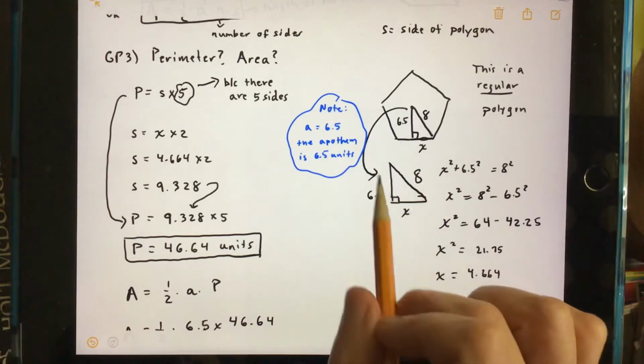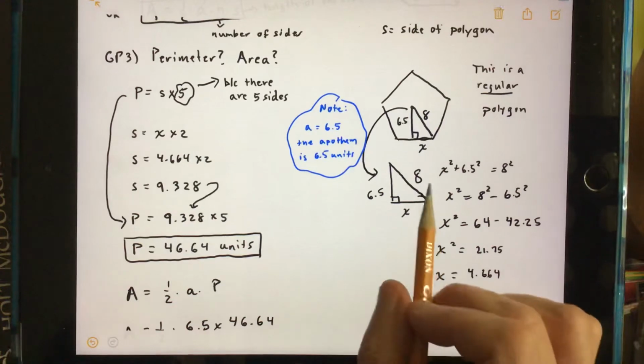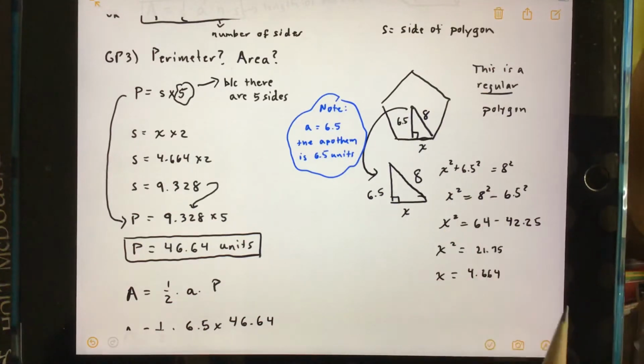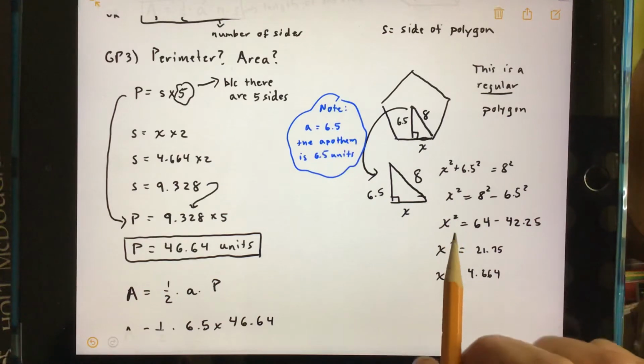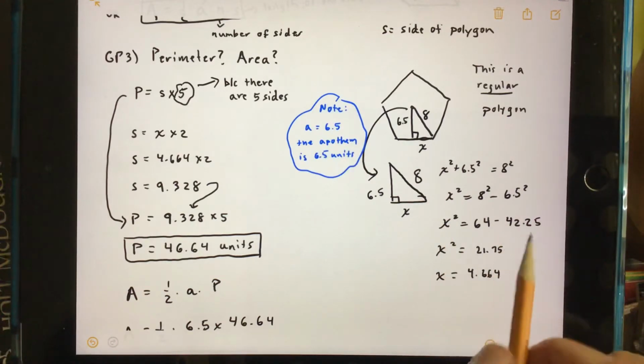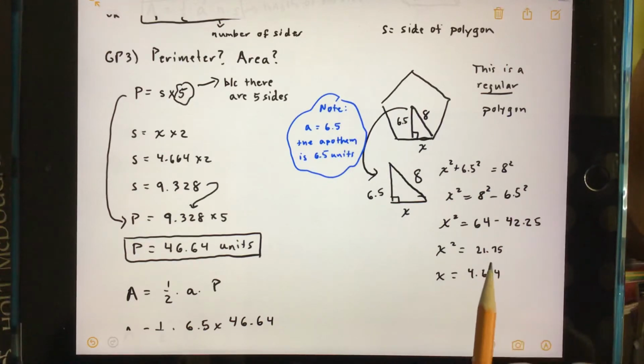So from this triangle that I've pulled out here, I always like to pull it out and label just the triangle parts. I'm able to figure out X using the Pythagorean theorem. So x squared plus 6.5 squared equals 8 squared. And we're going to solve for x now. Subtract 6.5 squared on both sides. Use your calculator to figure out what 6.5 squared is. Use your calculator to work out 64 minus 42.25. And use your calculator to take the square root of both sides to arrive at x equals 4.664.